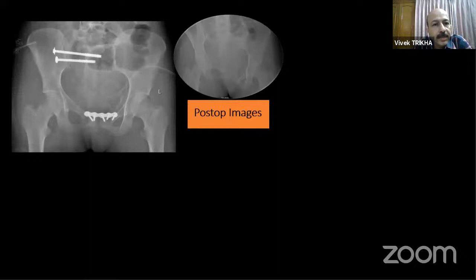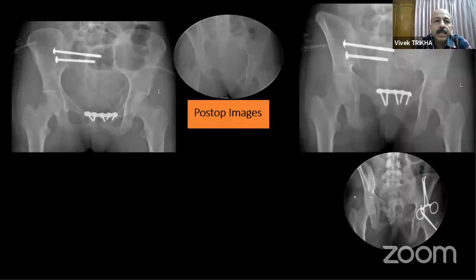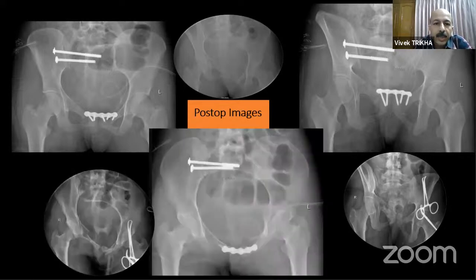And finally, the anterior fixation was also done. And you can see the corresponding pre-injury and post-injury status with an inlet view and the outlet views and the AP views. And this was the view where the inlet view shows you the amount of displacement and how with just this amount of screw fixation and the anterior fixation with symphysis, you can get adequate fixation without going into another level up, which might be required if you are not able to get it with iliosacral screws.